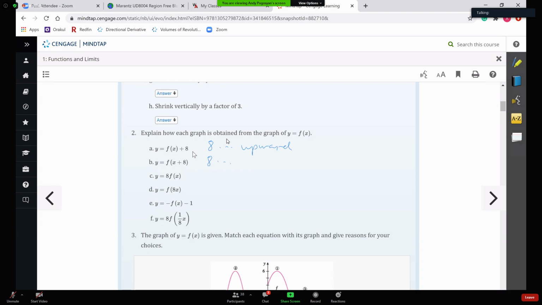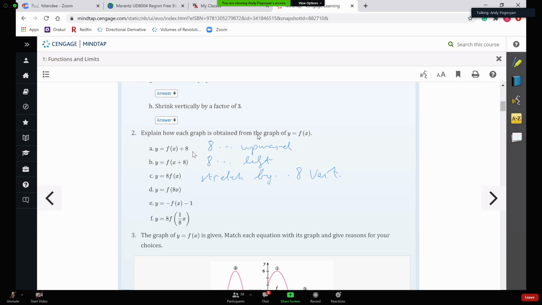To the left. 8 times f of x. Is it stretching, shrinking, vertical, or horizontal? Stretching. Stretch by a factor of 8 vertically, correct. So this is stretching by a factor of 8 vertically.